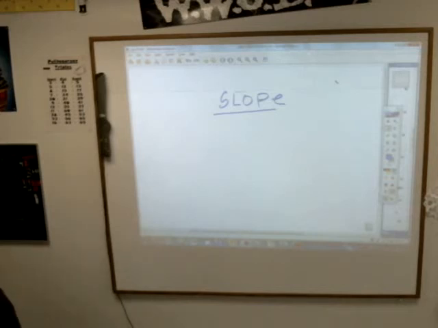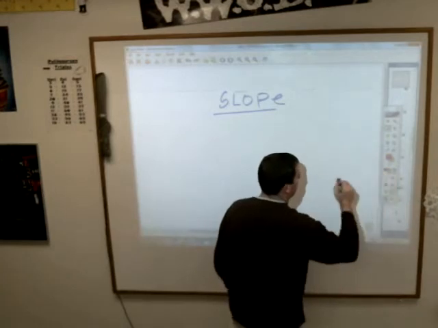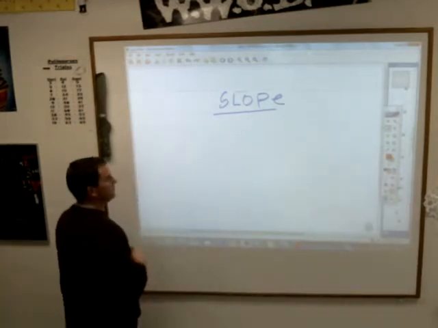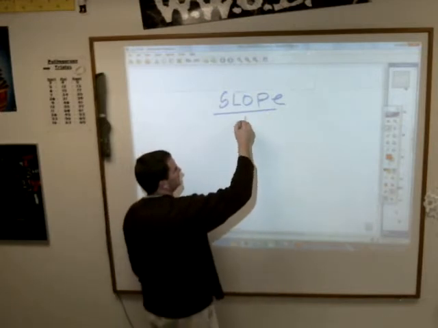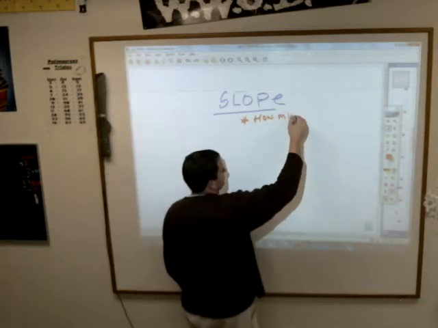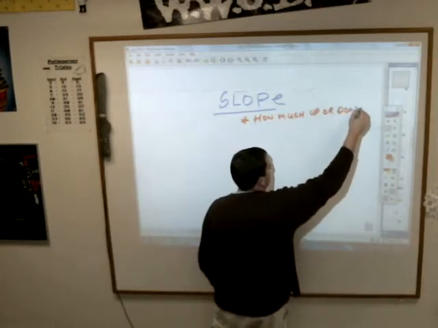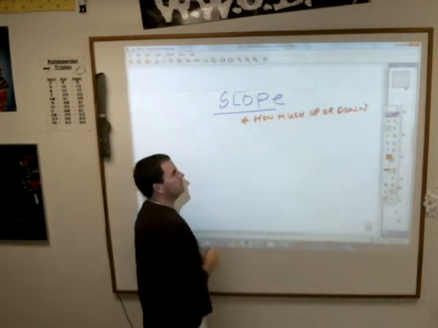When you talk about slope, what comes to mind? John? Mountains, skiing, whatever that is. The definition in math of slope is much the same way. You could say slope is how much up or down something goes.